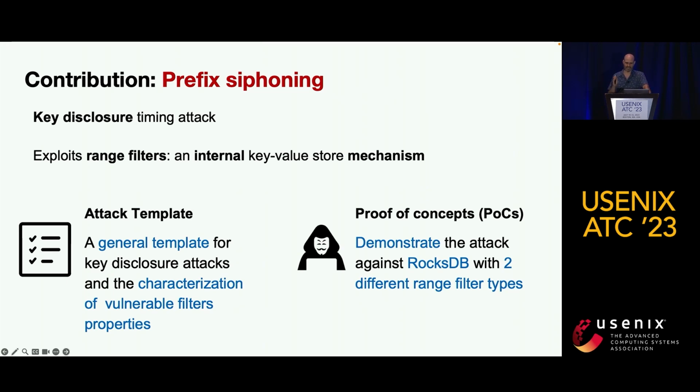In our work, as the keys can be a security threat, we show a timing attack called prefix siphoning that finds prefixes of keys and in some cases can reveal full keys. Prefix siphoning exploits range filters, which are an internal key-value mechanism. One of the main novelties is that we created an attack template for all range filters that have specific properties. An important property is that these range filters store information about key prefixes. In addition, we demonstrate our attack against RocksDB with 2 different types of range filters.